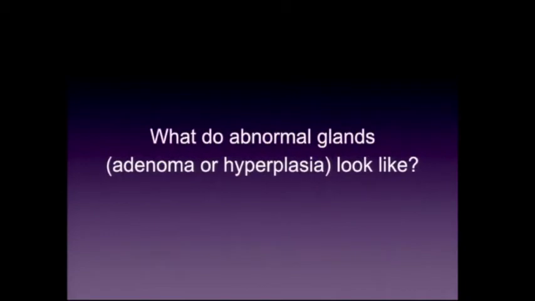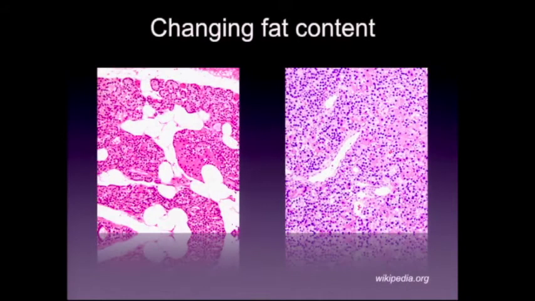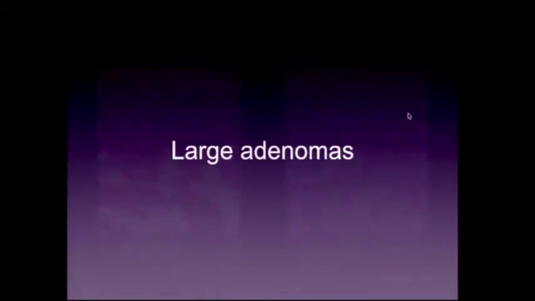So what do abnormal parathyroid glands, whether adenomatous or hyperplastic, look like? Well, one clue is from the changing fat content I mentioned before. This is a normal gland on the left with a lot of fat. These are all fat globules. And as the gland becomes more hyperplastic, it becomes increasingly cellular. So the fat content is relatively less, so it becomes less echogenic.